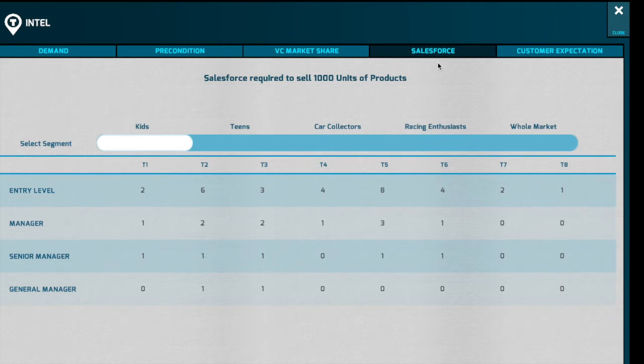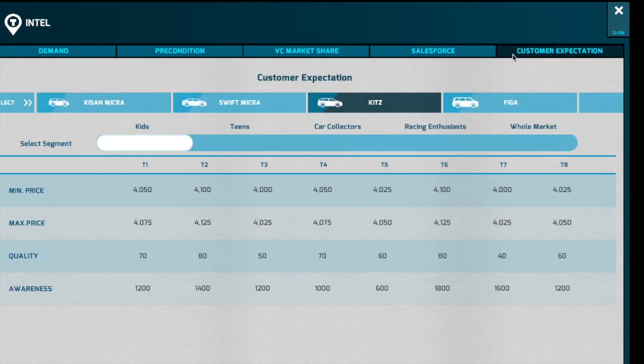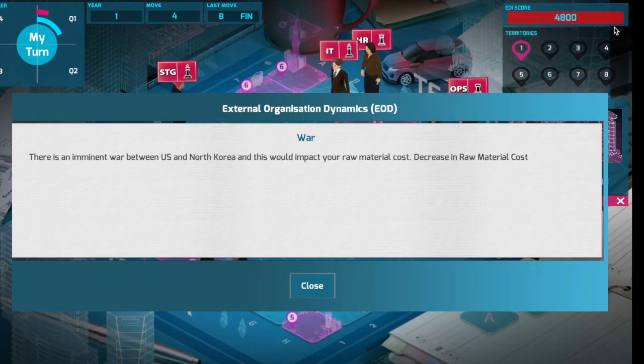You would need to click on the sales force tab and toggle the segment tab to understand the number of people that you would need to recruit in your sales team to sell products. Customer expectations gives you an average view of the price that the customers are expecting for your products across various customer segments, and the quality and the awareness score. As a team, it would be a strategy or wish to be present in all the territories. But as a budding organization, you would be in a position to take control only of a few territories.